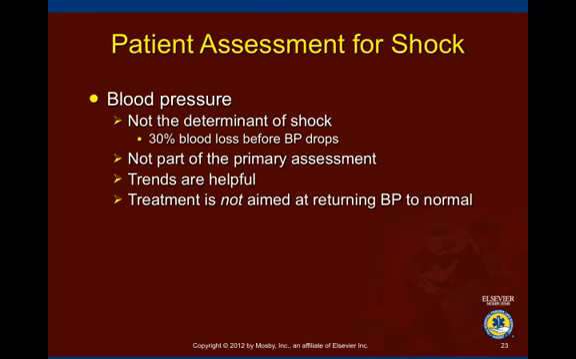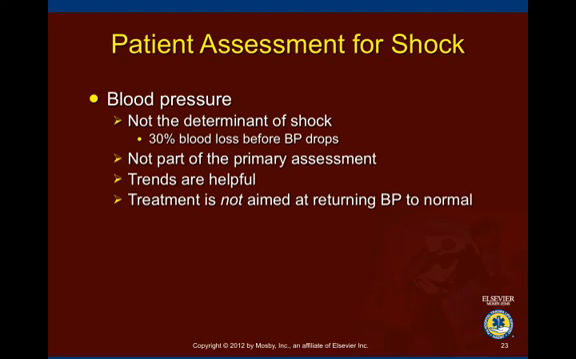Remember, blood pressure is not going to drop until you've lost a third of your blood volume. It is a late sign. Hypotension and shock are not the same thing, not even close. And so blood pressure is not even part of your primary assessment.